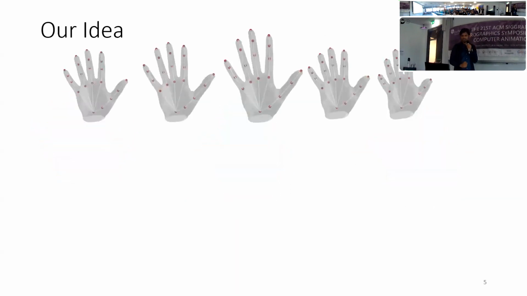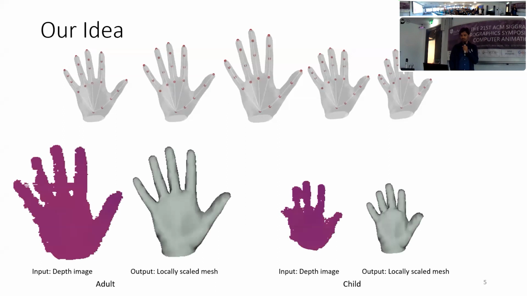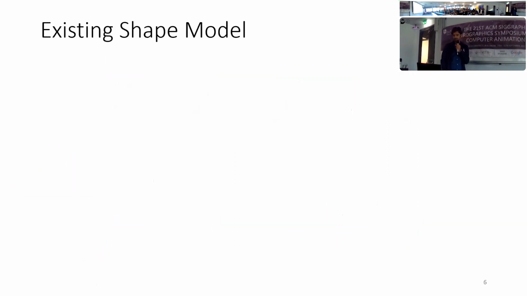Our key idea is to introduce local scale adaptation to the mesh. We estimate this local scale automatically from the depth image of the user. We also present an efficient method to integrate our local scale parameters into scaling transformations. Our idea of local scale adaptation can be used for even full body human meshes or rather any articulated objects.